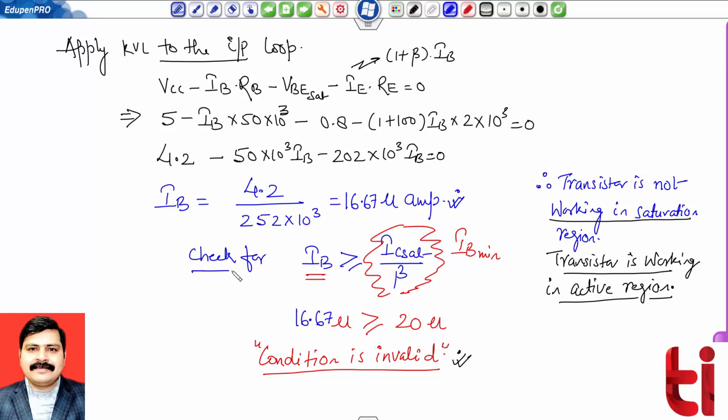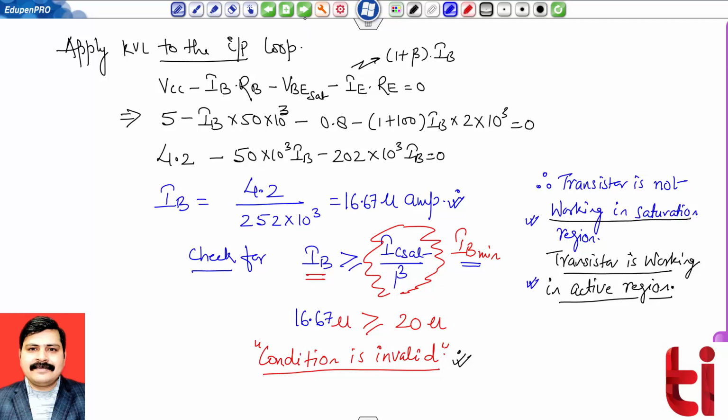We have to check now for the condition: IB should be greater than or equals to IB min. So we have already calculated the value of IB min, it was 20 microampere. So 16.67 is less than 20 microampere. So my condition is invalid. Sorry, my transistor is not working in saturation region. However, it is working in active region.